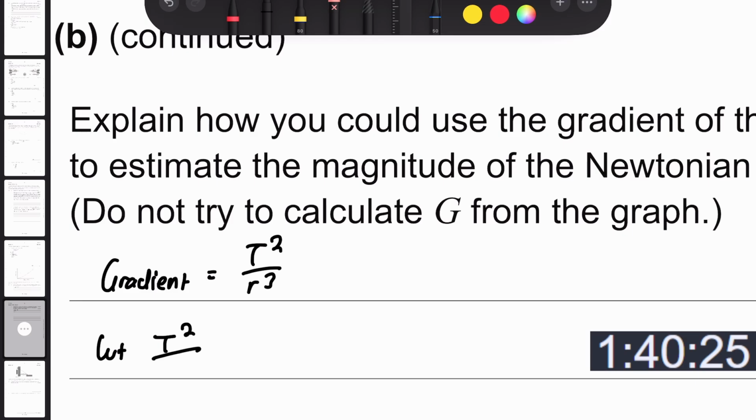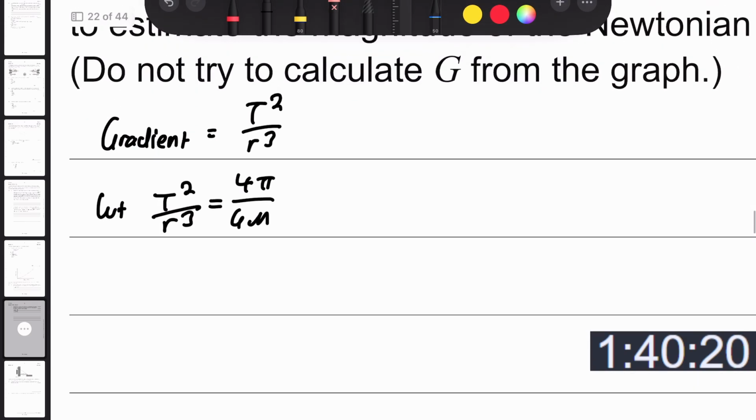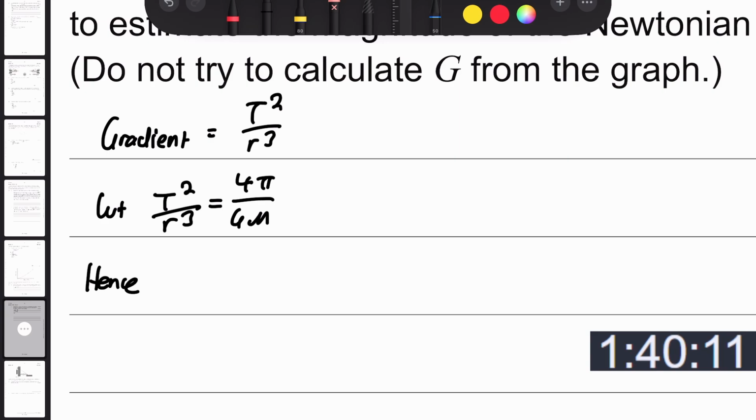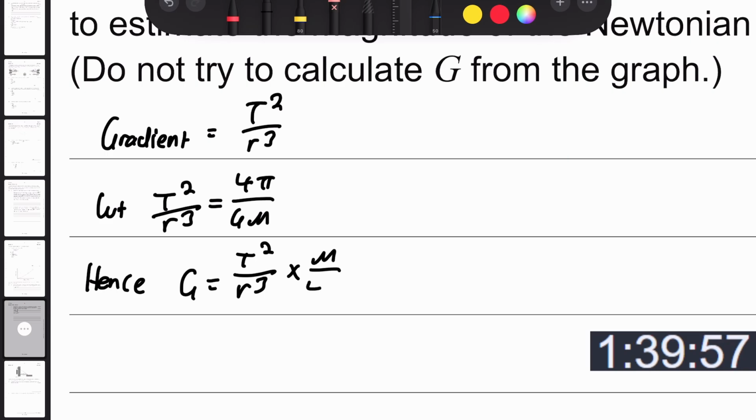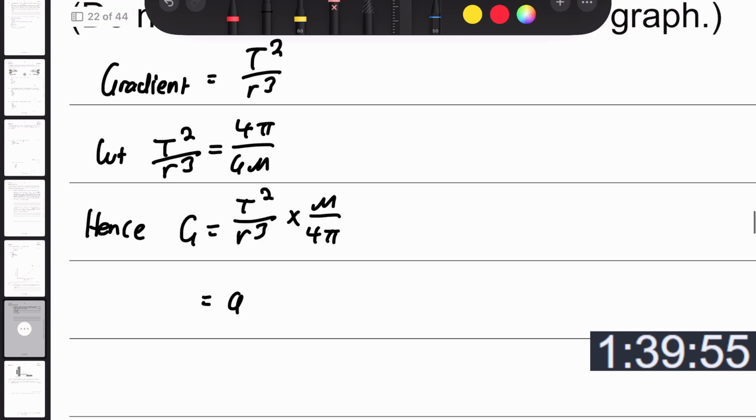But T squared over r to the power 3 is equal to 4 pi squared over GM. And big G would equal T squared over r to the power 3 times M over 4 pi squared, which equals your gradient times M over 4 pi squared.